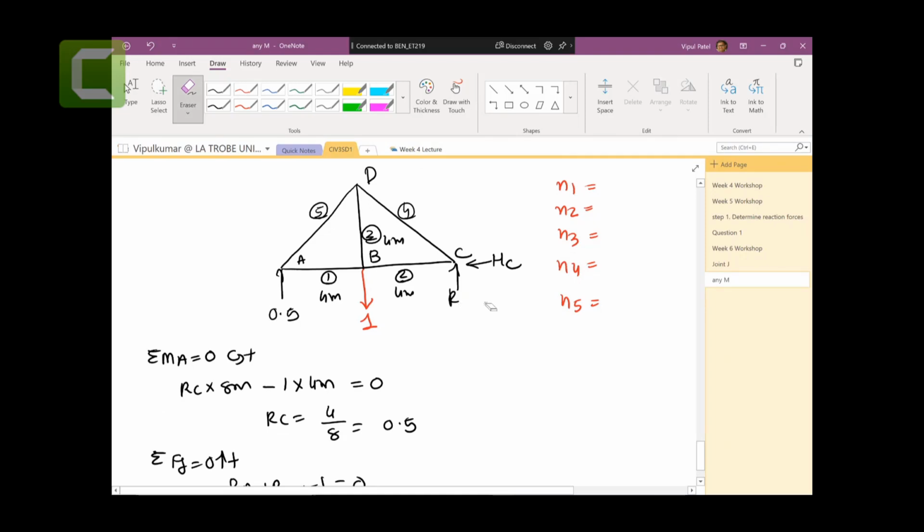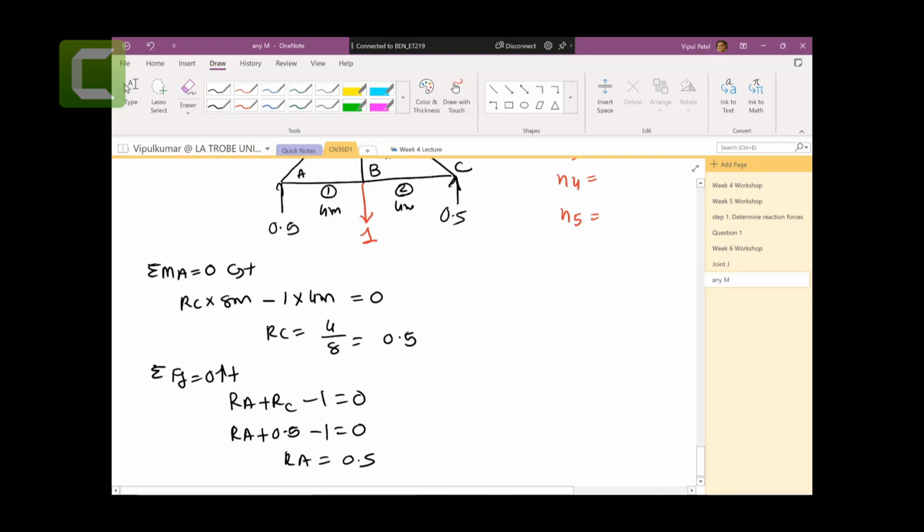0.5 is going up here, 0.5 is going up here. This is 0, there is no reaction here. So N5 and N4 would be the same. Do you agree with me? And N1 and N2 would be the same, right? Because we have symmetry. You can see the left side and right side are both equal. So half the work is done.